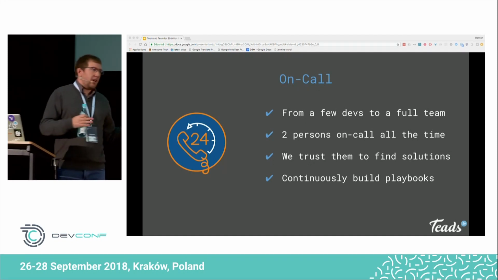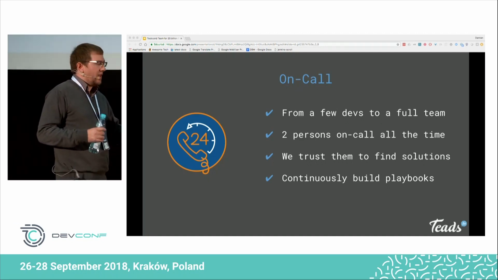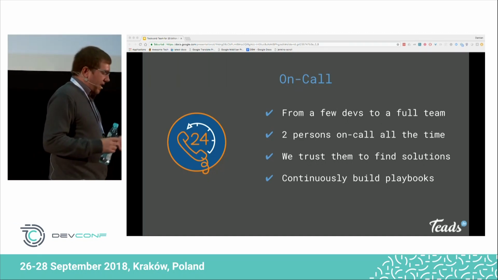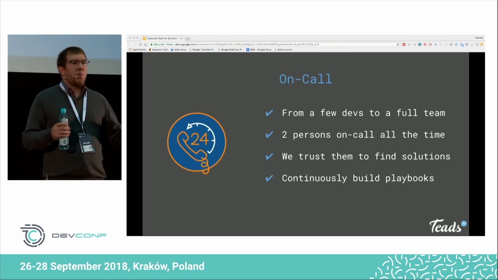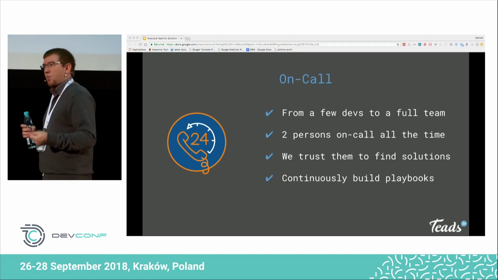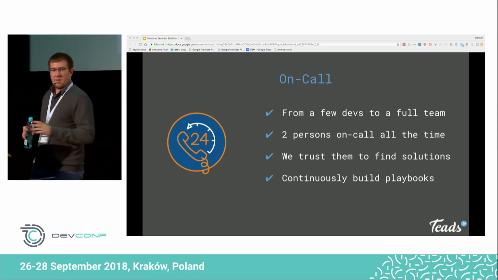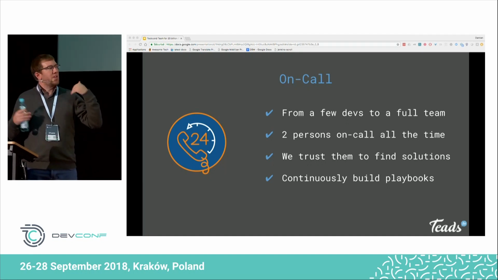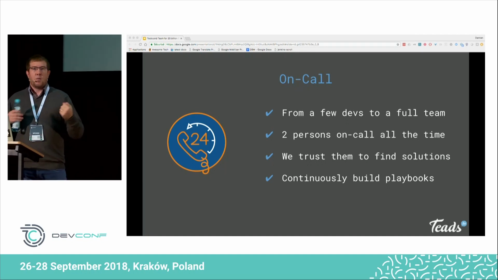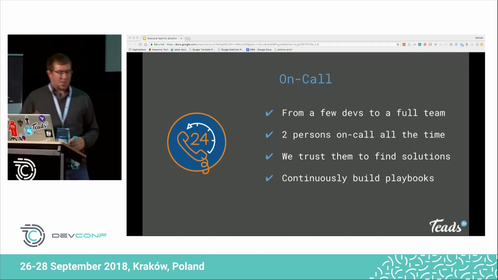And as it's been working, we also build that documentation. Obviously, each incident, each outage, leads to a postmortem. And during that postmortem, we will create and enrich the documentation on different alerts, different alarms. So we continuously build those playbooks, which allow newcomers to reduce their stress level once more.